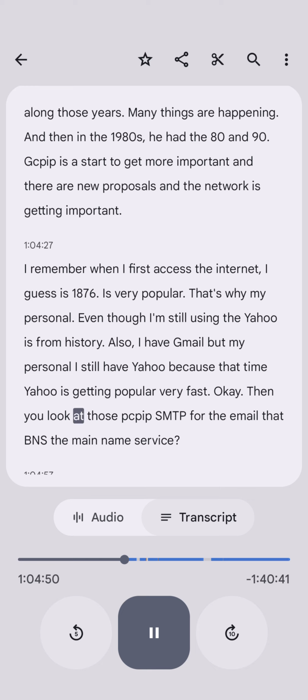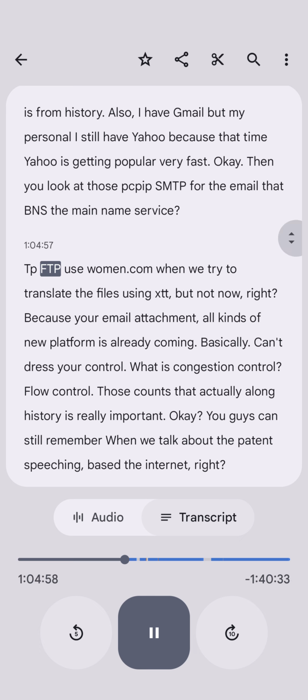Okay. Then you look at TCP/IP, SMTP for email, then DNS, domain name service, and then FTP. FTP, usually at that time when we tried to transfer files, we used FTP, but not now, right? Because of email attachments, all kinds of new protocols have come up. TCP congestion control. What is congestion control? Flow control. Those concepts, along the history, are really important.